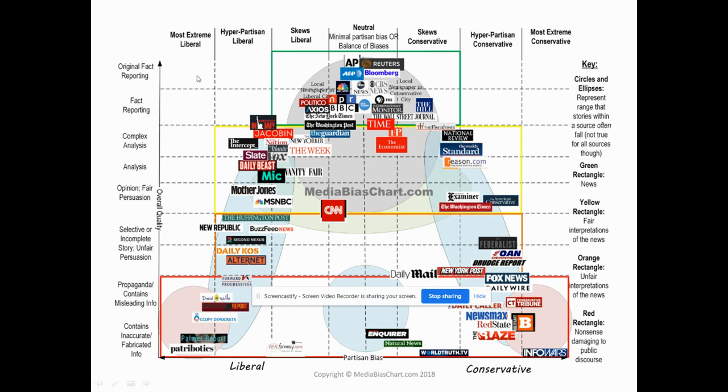So, for example, at the very top, it's original fact reporting. It's the highest overall quality. On the bottom are websites, television programs, news reports, and radio broadcasts that have inaccurate or fabricated information. So, for example, if we look at a couple of major sources that are out there now, the network news channels tend to be in the neutral category, minimal partisan bias, or there's a balance of biases. So, Bloomberg, Reuters, CBS, ABC, NBC, NPR, the BBC.